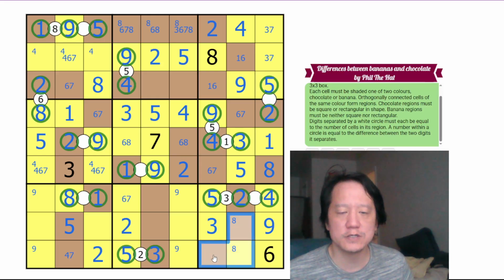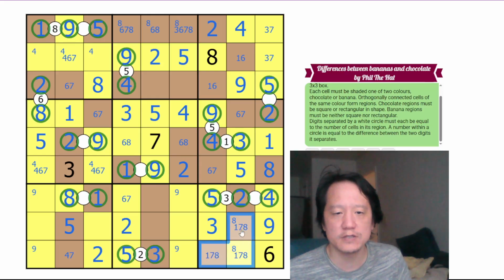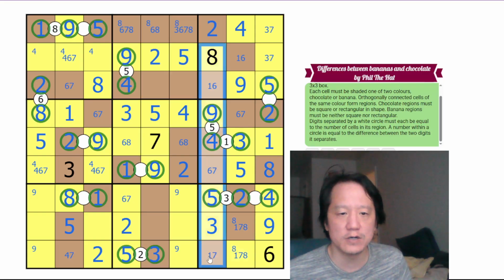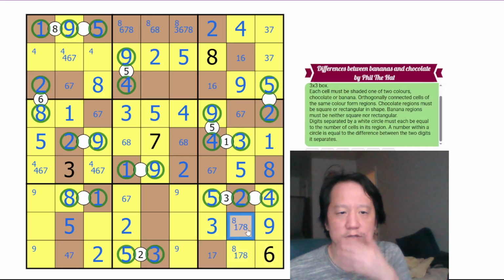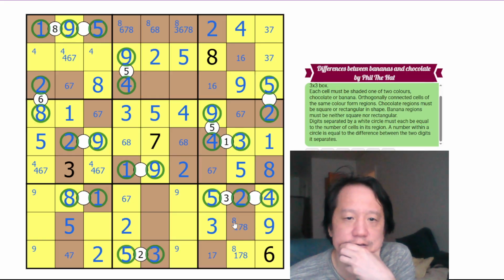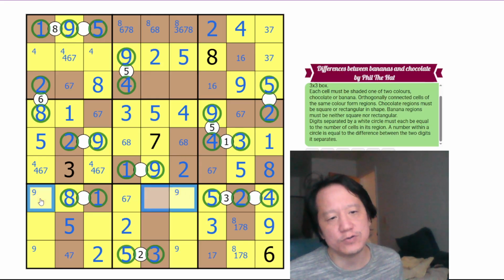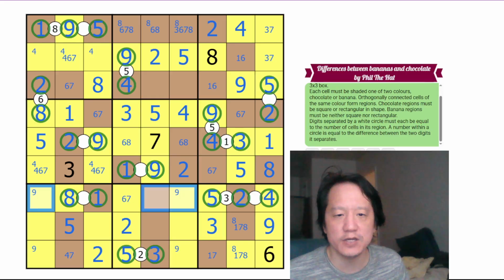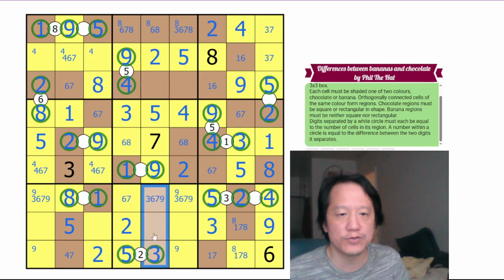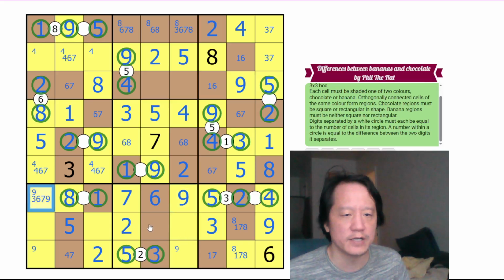Remaining digits in this box are 1, 7, and 8. No 8 here because of 8 in the column. Okay, that seems fine. Remaining digits of row 7, we have 3, 6, 7, and 9. No 7, 9, or 3 here because of 7, 9, and 3 in the column. So this is 6, which makes this 7. This can't be 3, 6, or 7. It's 9. This can't be 6, 7, or 9. It's 3.